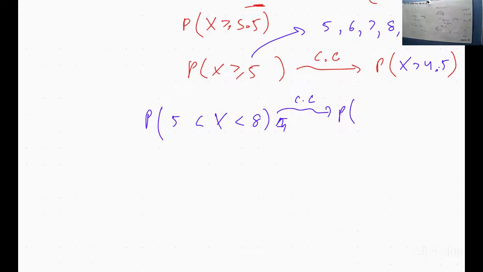List the discrete values that satisfy 5 to 8. Because remember, 5 not included, 8 not included. So the values are only 6 and 7.